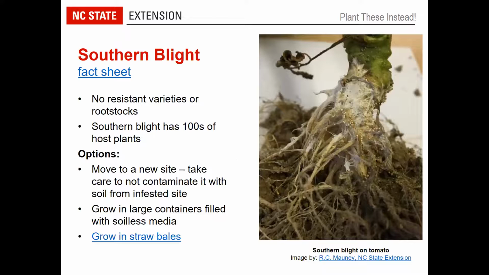So that is your option for bacterial wilt. You can't grow just one variety itself. It has to be one of these grafted varieties. And then unfortunately for southern blight, there's not even a grafting option.